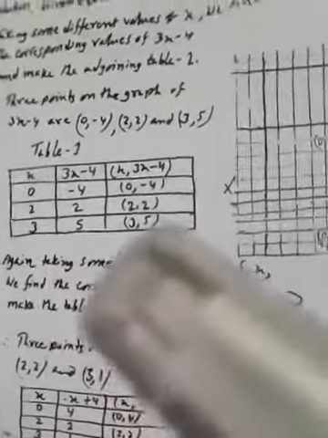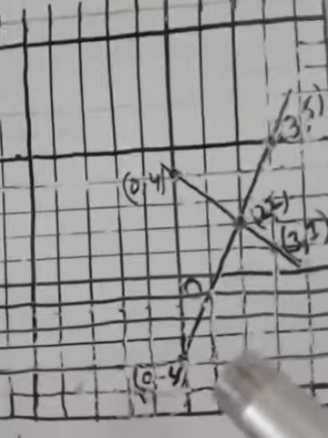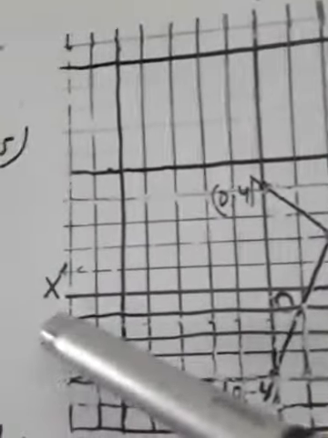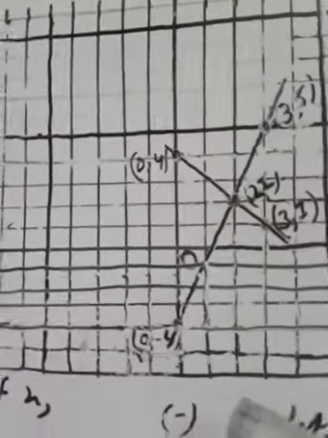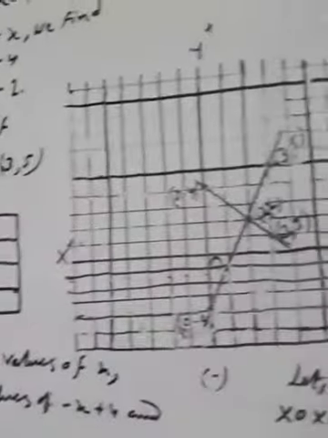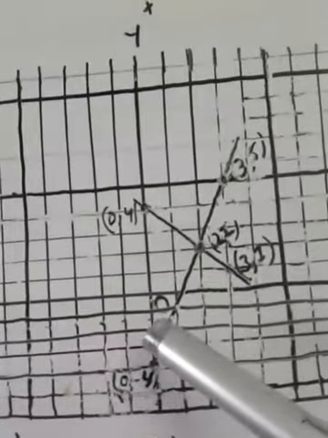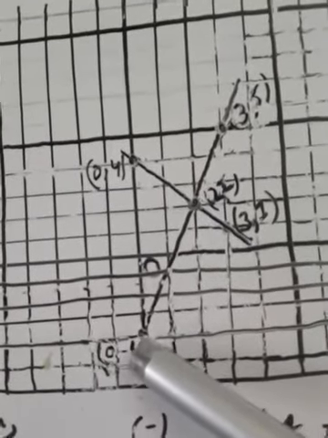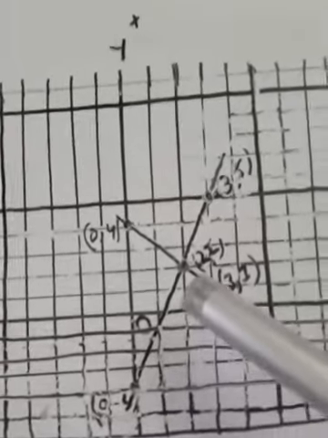Now let's plot the 3 points from table 1. See, from table 1, we got (0, -4). O is here; this is the XOX' axis, and YOY' axis. We described it earlier. This side is plus and this side is minus, the top side is plus and the bottom is minus. Now we got (0, -4). 0 is here and for -4, we have to come down 1, 2, 3, 4. This is -4 here.